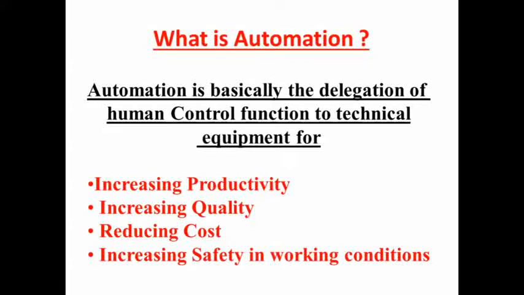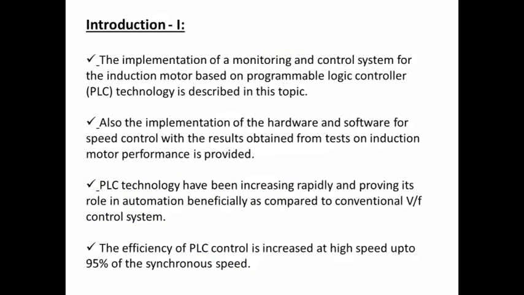And what is automation? Automation is basically the delegation of human control to technical equipment. These automation technologies can increase the productivity of human life. The industrial quality of the material system can also be increased by using an automation system. Different types of automation are also available. It reduces the cost or manpower of the operating system, and it increases safety in working conditions.